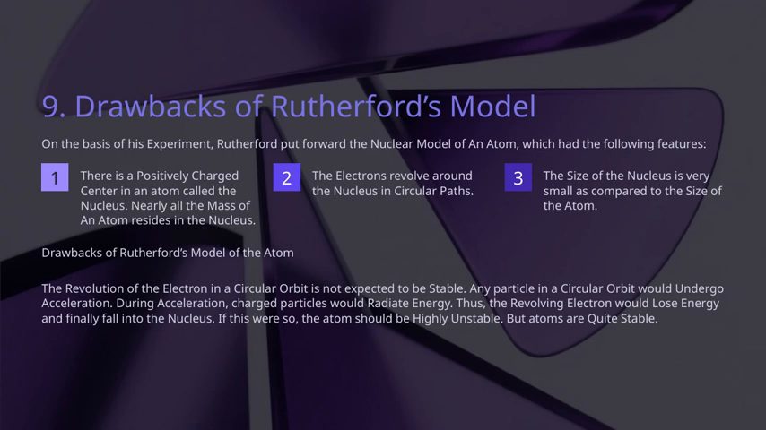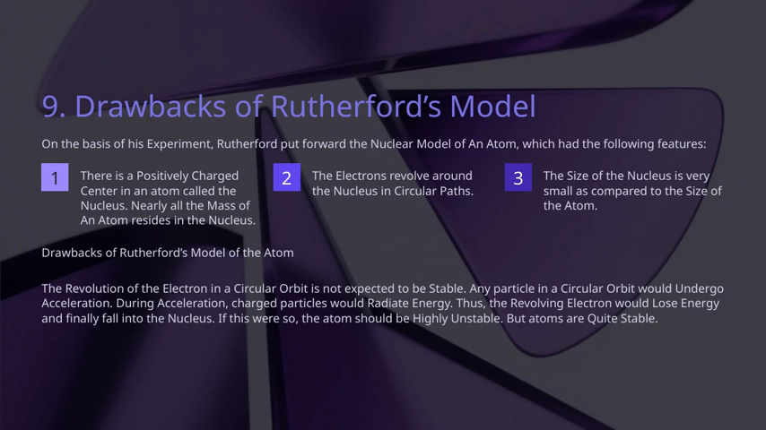One major problem is related to the stability of electrons orbiting the nucleus. Rutherford suggested that electrons revolve around the nucleus in circular paths, but this raises a question. According to classical physics, any charged particle moving in a circle undergoes acceleration and should radiate energy. If electrons kept losing energy, they would spiral into the nucleus, making the atom highly unstable. But in reality, atoms are quite stable, so this was a significant inconsistency. Another important aspect is that the size of the nucleus is extremely small compared to the size of the entire atom.